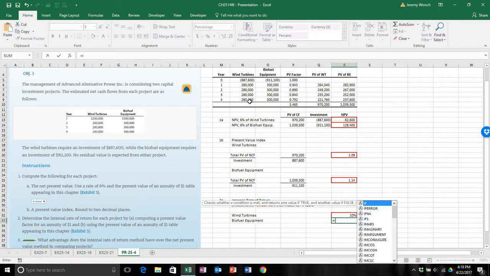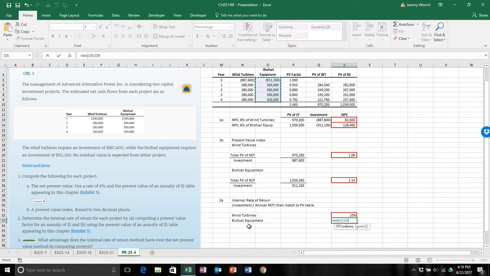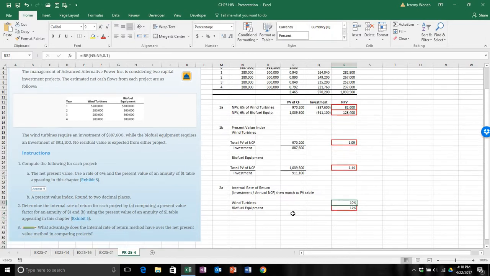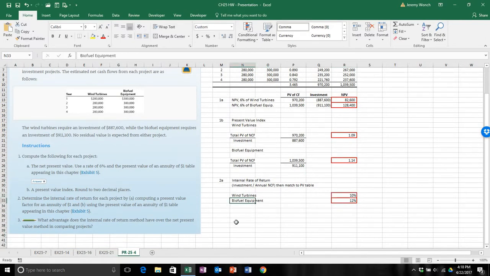And for the biofuel, we grab the cash flows from the biofuel. And so when we do the IRR, remember we actually do grab that cash flow 0 of the initial investment. Let's just use 10% again for our guess. Gets us to be 12%. So the internal rate of return on the wind turbine is 10%. Internal rate of return on the biofuel is 12%. So again, biofuel tends to be the better investment.